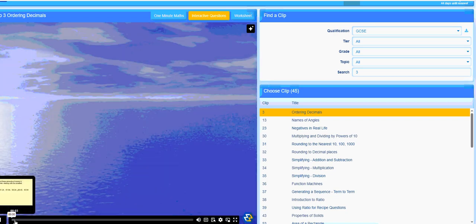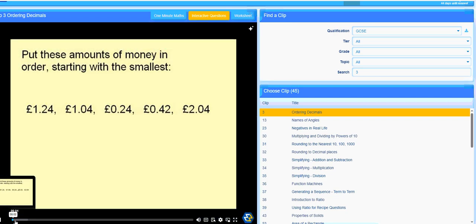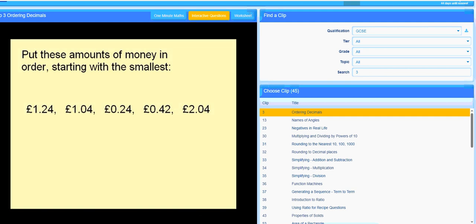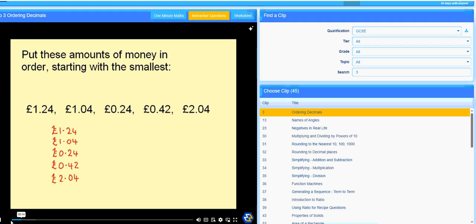In this question, I want to put these amounts of money in order, starting with the smallest. To help me do this, the first thing I'm going to do is line the amounts of money up. Now, I start looking at the digits from the left.